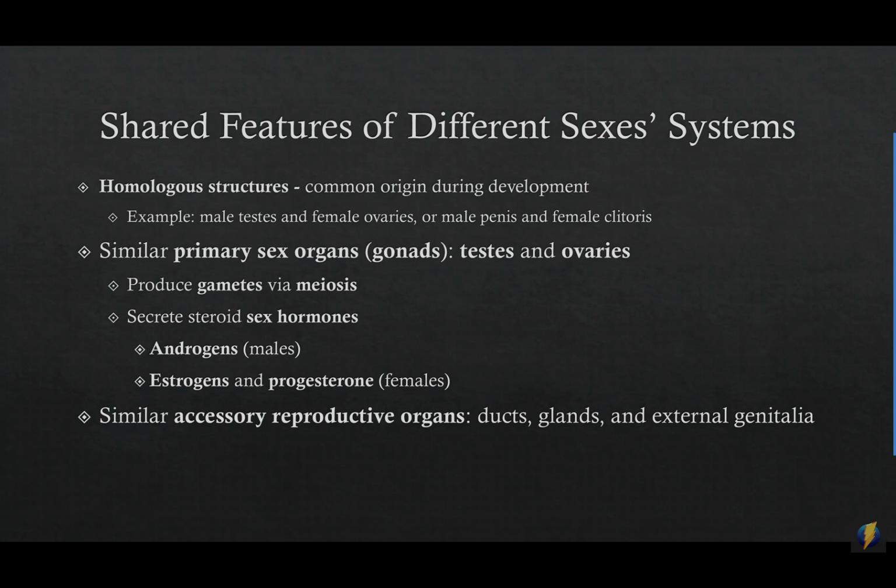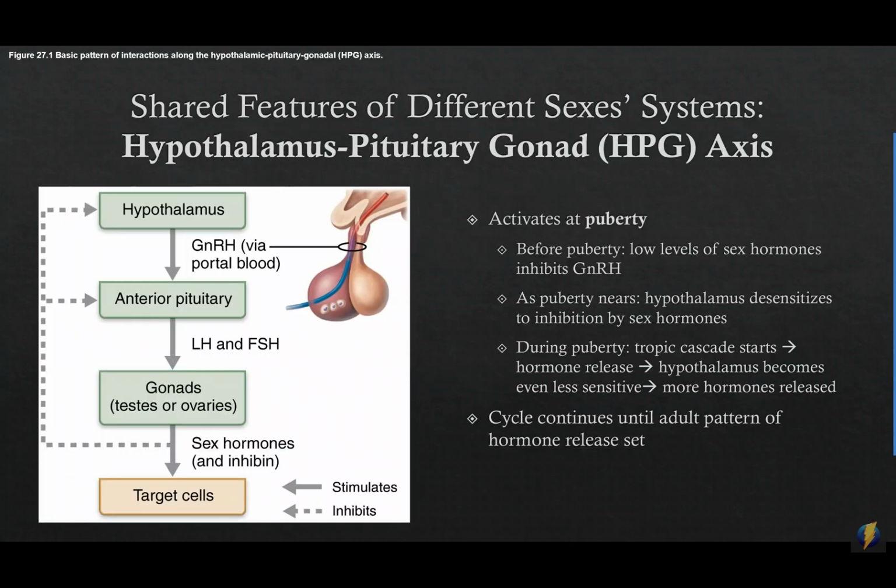And then in addition to very similar primary sex organs, there are also similar accessory organs. There's a whole series of ducts and glands, and some shared features amongst the external genitalia. The other thing that all of the reproductive systems, males and females, have in common is that they are regulated and controlled hormonally, particularly through something called the hypothalamus pituitary gonadal axis, or the HPG axis.